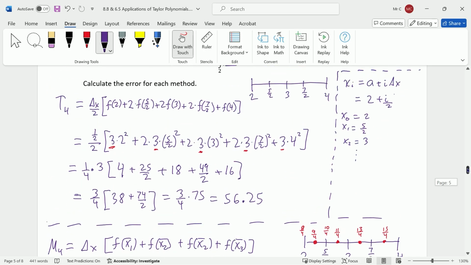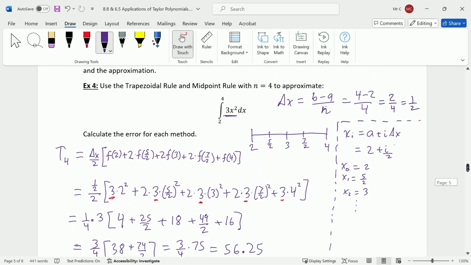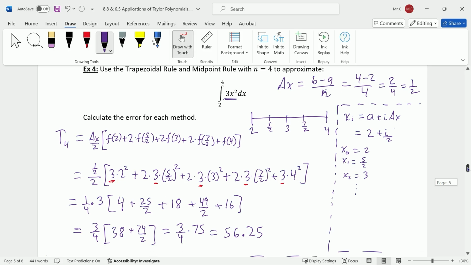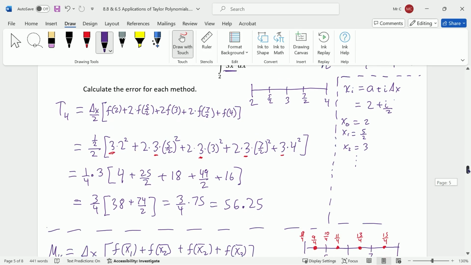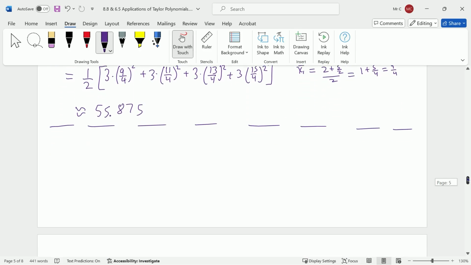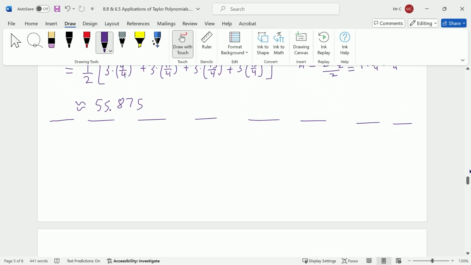It asked us to use the trapezoidal rule and the midpoint rule with n equals 4 to approximate the integral. Calculate the error for each method. So first we need to know what the actual value is. If I want to compute the actual error, I need to know the specific value. This is a big difference from what we've been doing with Taylor polynomials, because with Taylor polynomials, we couldn't compute the actual error, but we could approximate it. We could get an upper bound on the error.